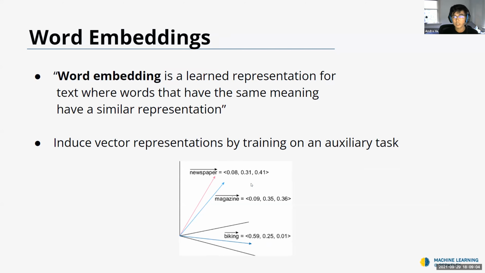Right, and this visualization shows you what we want from the word embeddings. The newspaper and magazine are similar in meaning, so their vectors will point in a similar direction. And biking has a very different meaning than those two, so it just points somewhere else. Of course, the actual word embeddings will have much higher dimension than three, because there just isn't enough space in 3 dimensions to arrange all the words this way.